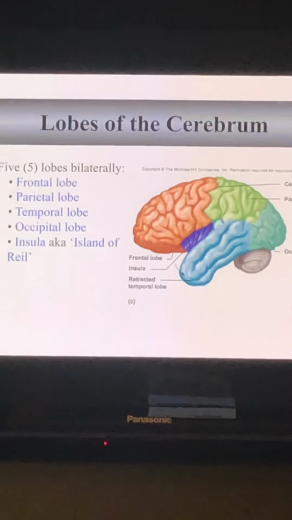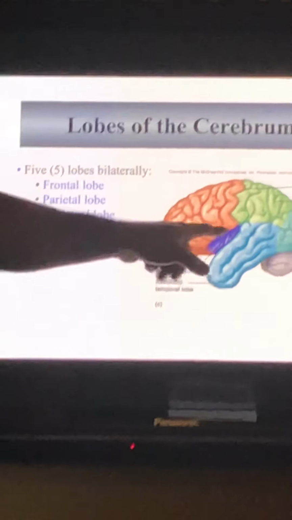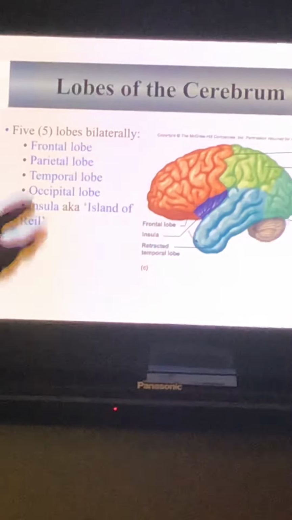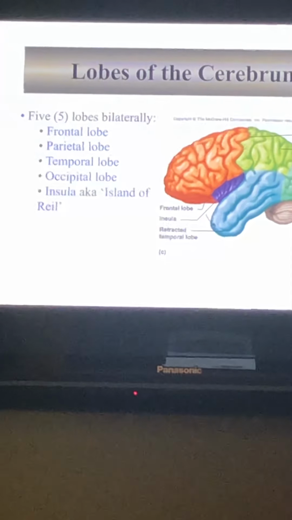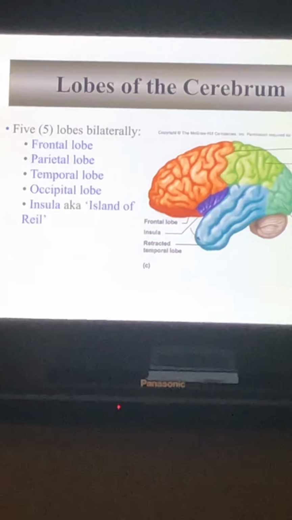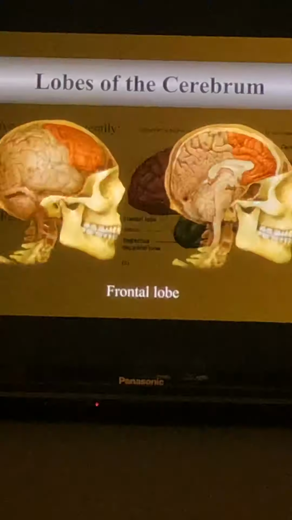It's more catchy. But it's a little part behind the temporal lobe, and I like to tease students and tell you guys you have a very well-developed insula, and you'll know why if you look at your chart, because I'm not going over that whole chart.